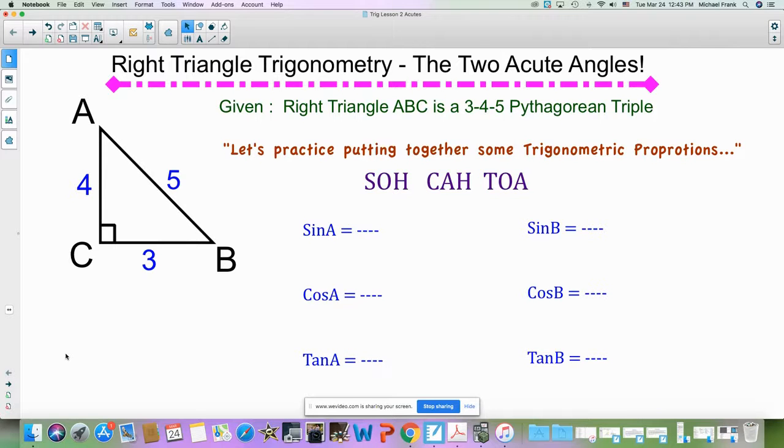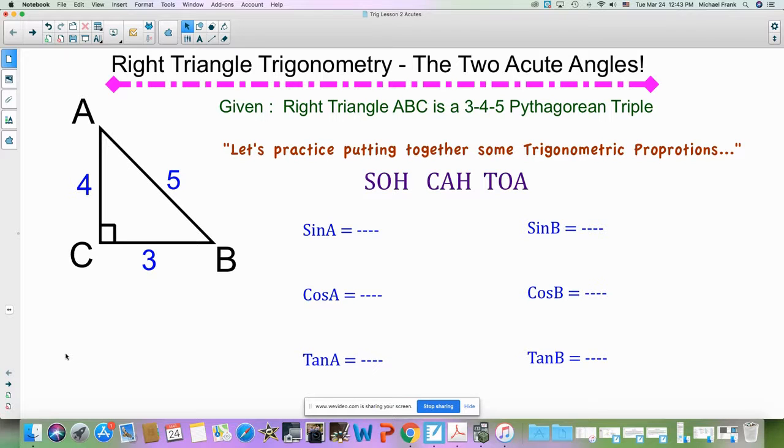Right triangle trigonometry, the two acute angles. As you can see, given in this problem is right triangle ABC. It's a 3, 4, 5 Pythagorean triple, right? All three sides are given to us. We have a side of 3, a side of 4, and a side of 5.